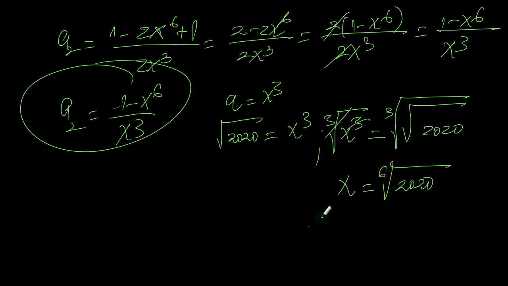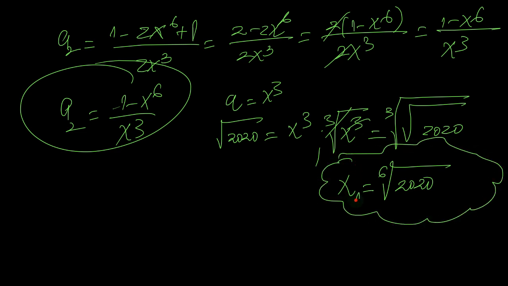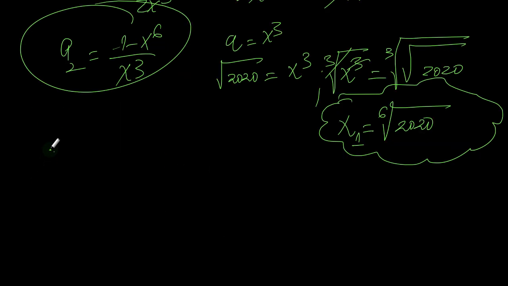We're going to have 6 here. So this is our x1. Okay guys, this is our x1. And then from a2, let's find the other solutions. So a2 guys is this one here.